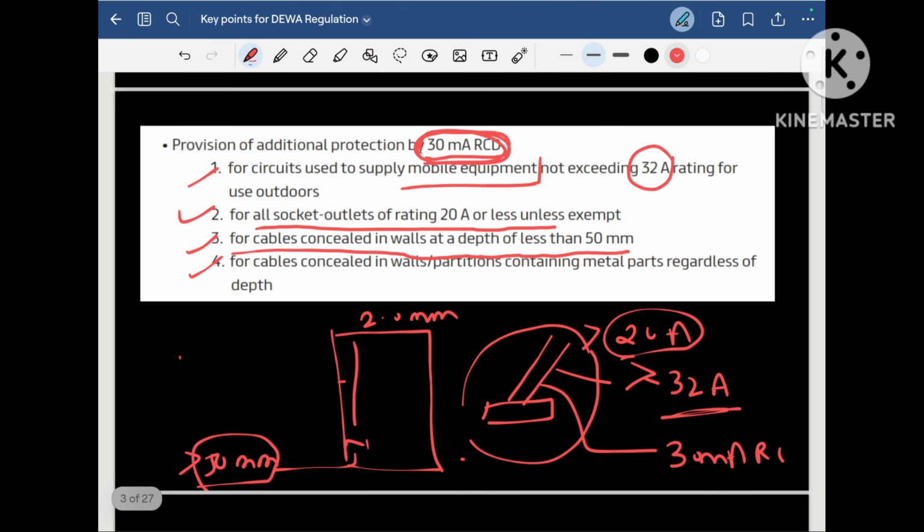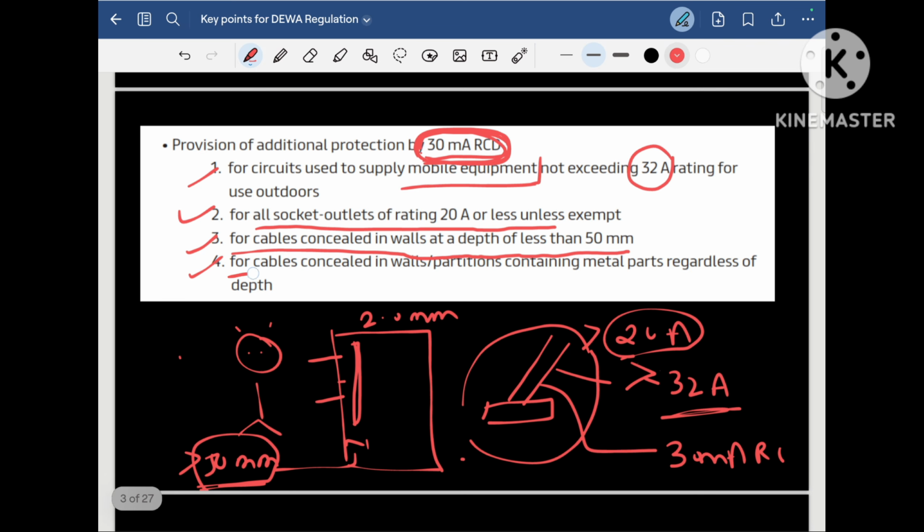Why? I'll tell you the answer. As this concealed conduit is at the edge of the wall, at a depth of just less than 50 mm, if we drill in the wall or hammer a nail inside the wall, there is a chance that the screw or the nail will puncture the conduit as well as the wire and the person will be electrocuted. So in order to protect that person, we have to give 30 milliampere RCD protection. If anything happens accidentally, then this person will not be electrocuted and the circuit breaker will trip through this 30 milliampere RCD. Hope you are very clear.